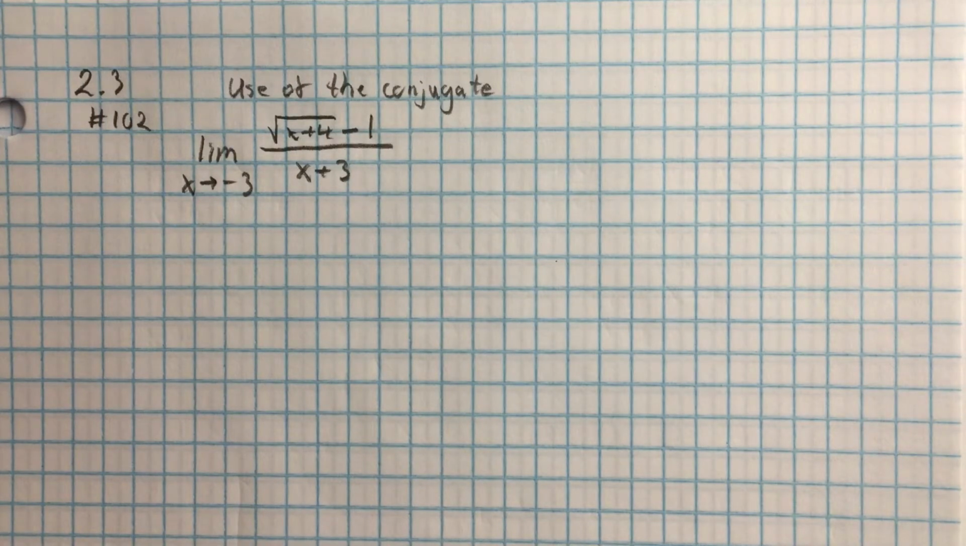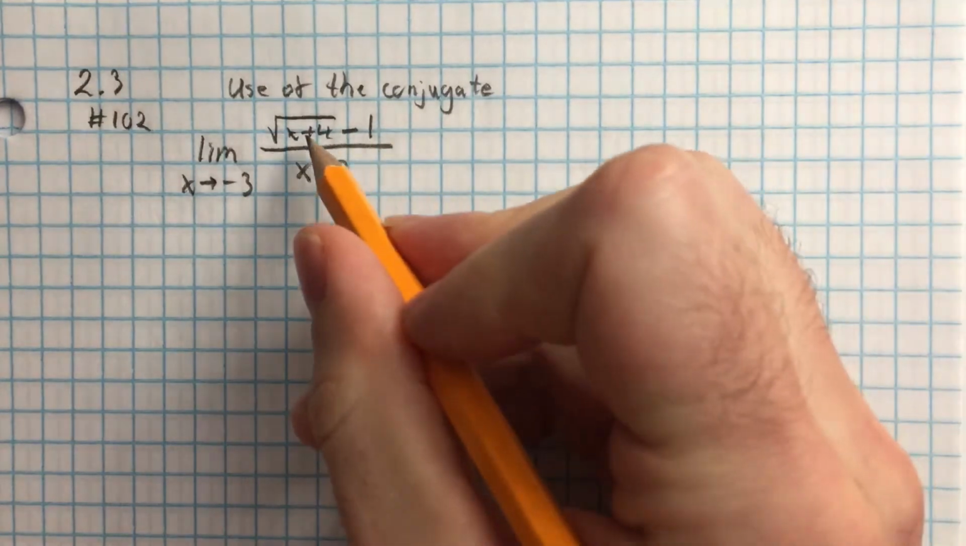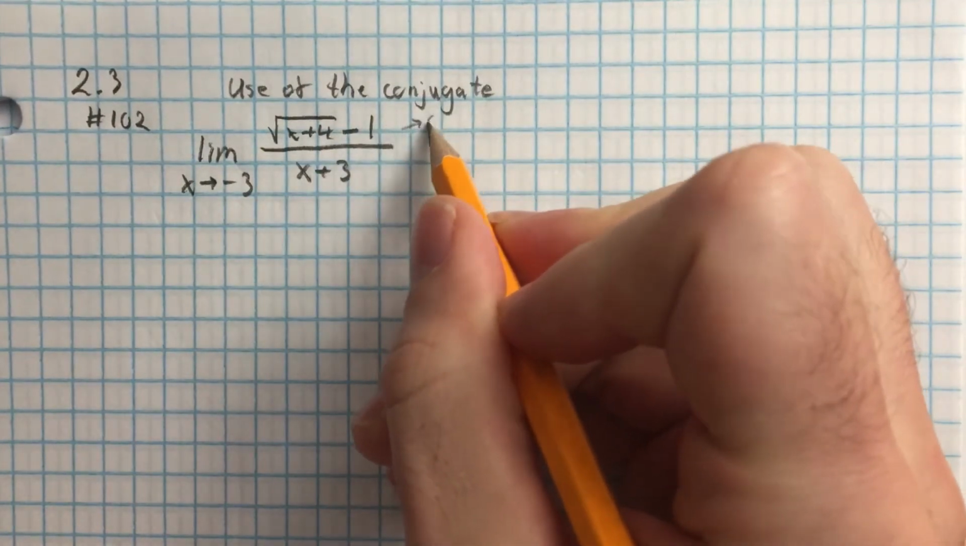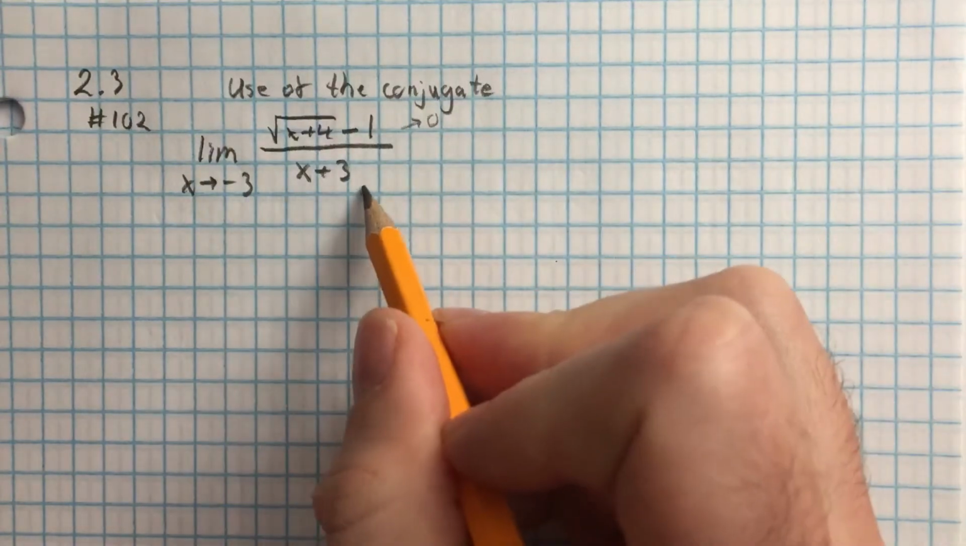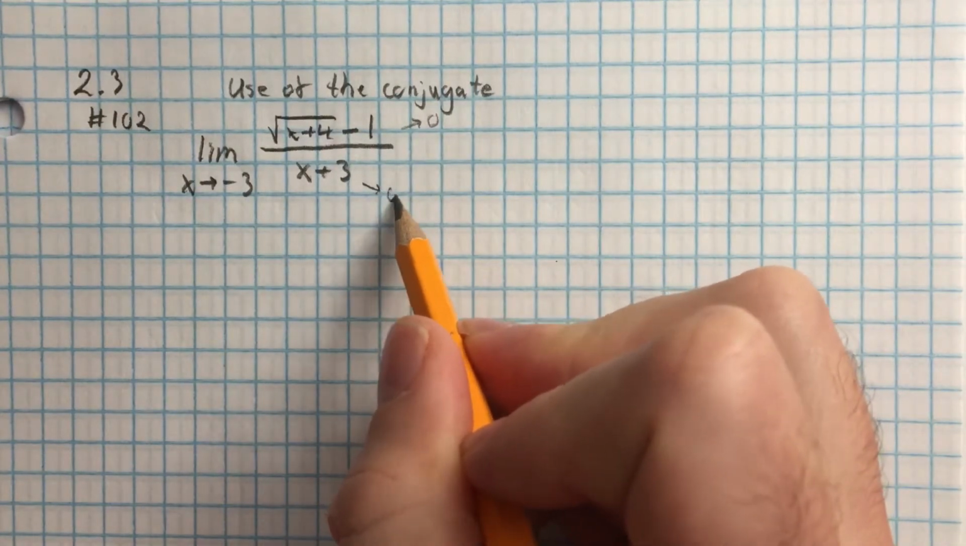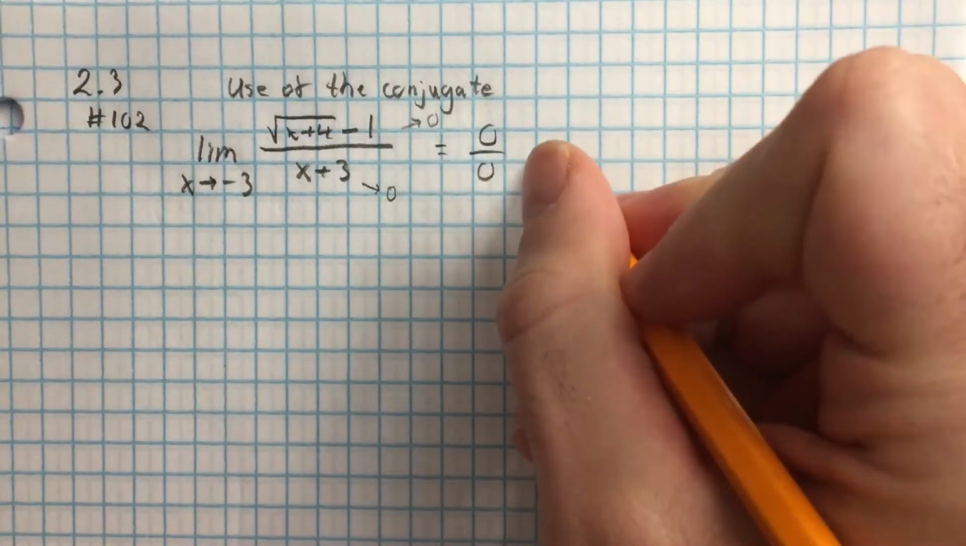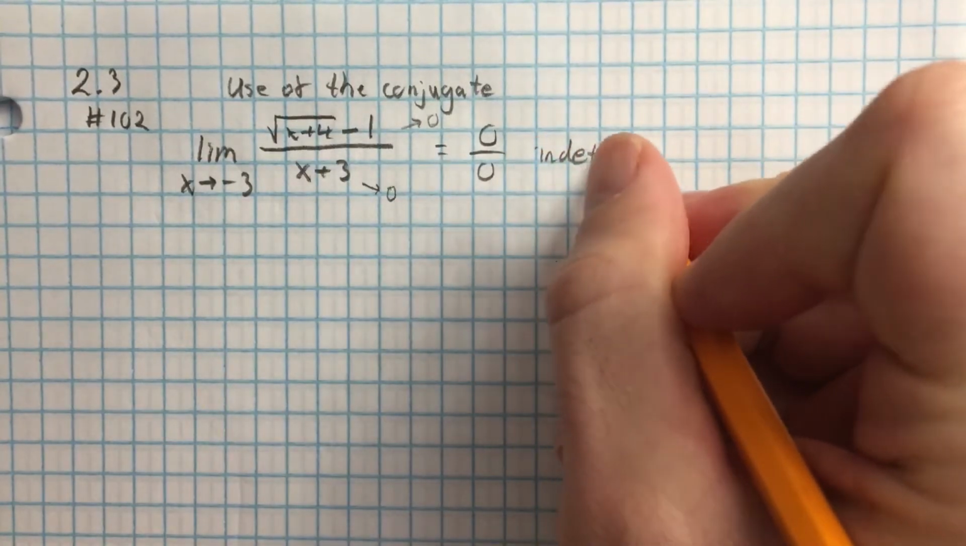As x goes to -3 in the numerator, you will have -3 plus 4 inside the radical, which is 1. And the root of 1 is, of course, 1. And 1 minus 1 is 0. So the top overall is heading towards 0. And the bottom, obviously, is heading towards 0. It is another 0 over 0 indeterminate form.